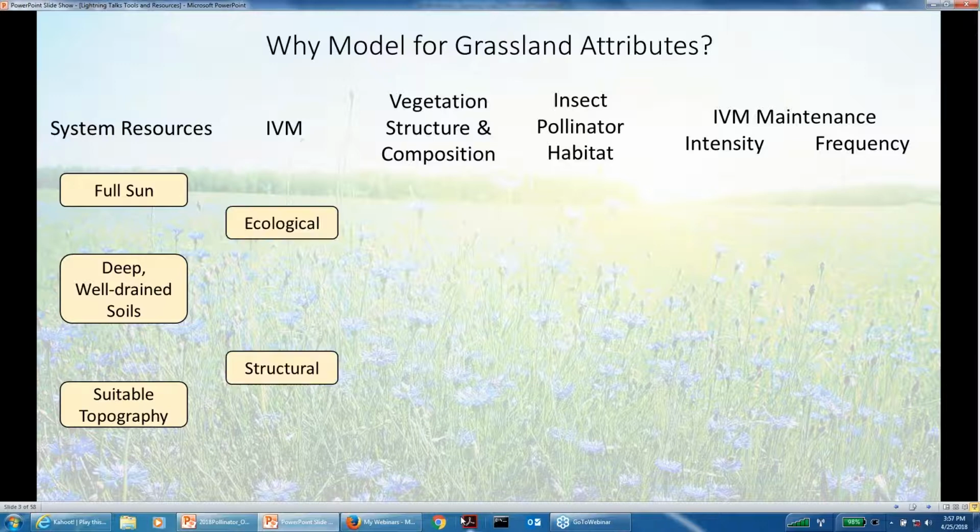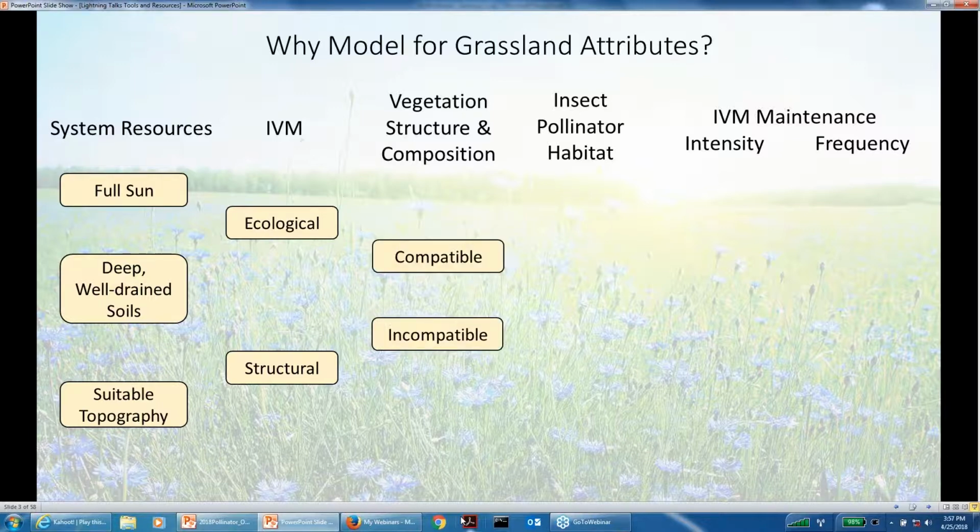IVM, how do we want to manage? Do we want to manage with ecological principles, or do we want to manage structurally? Structurally being more a reliance on broadcast spraying and mowing. Vegetation structure and composition. Are we managing for compatibles, or are we selecting against incompatibles only? And insect pollinator habitat. This is what we want, right? Forage and nesting habitat for insect pollinators.